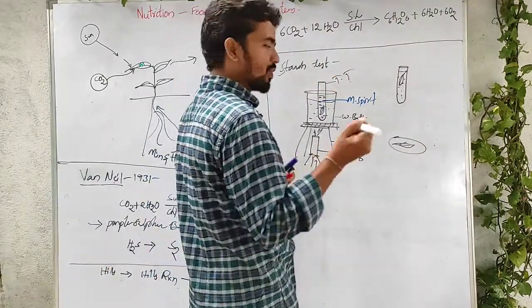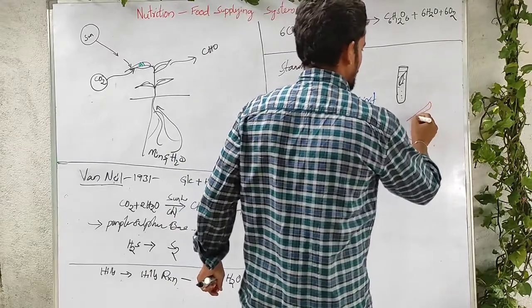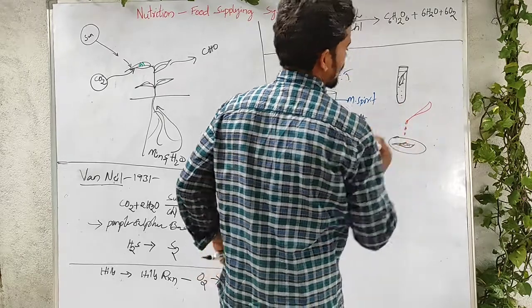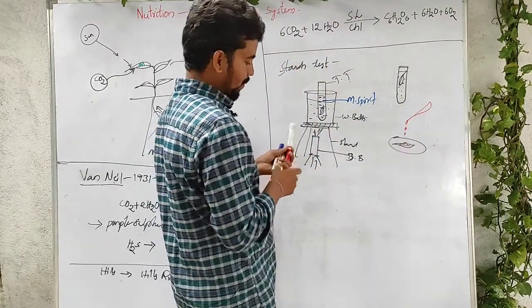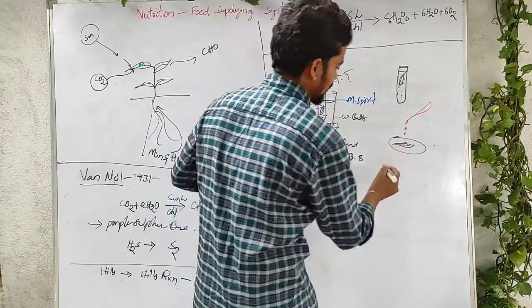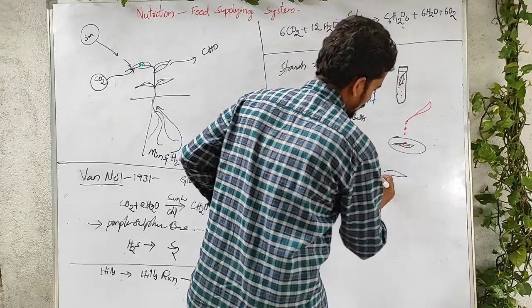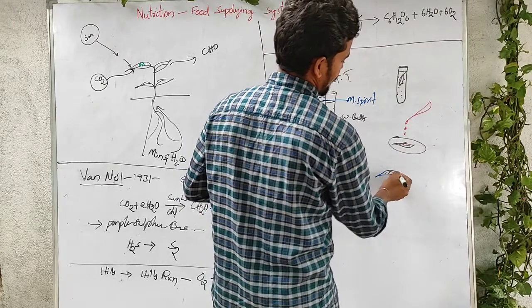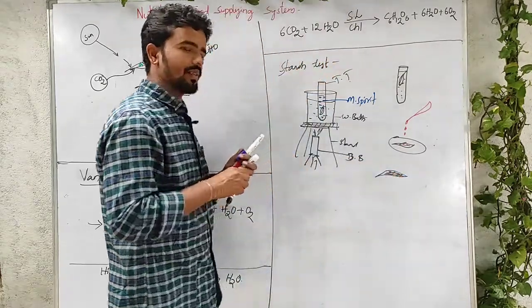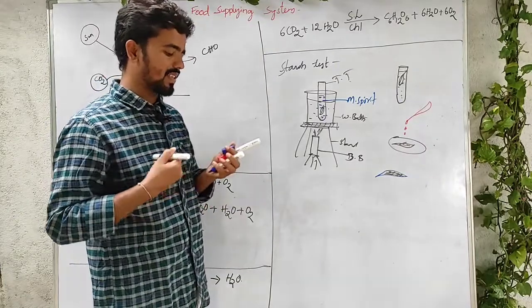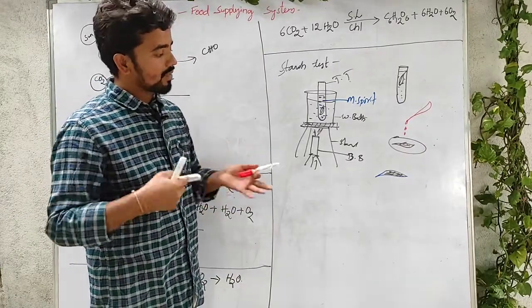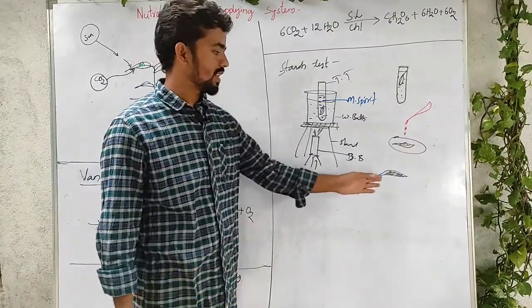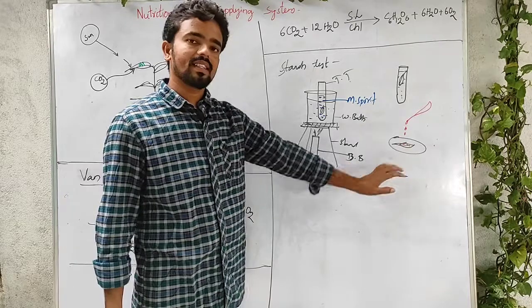On that, we add a few drops of tincture iodine. When you add iodine, what happens? The leaf will turn dark blue or black. That confirms it. By doing this experiment, we can understand that the leaf turning dark blue confirms that the leaf contains starch in it.